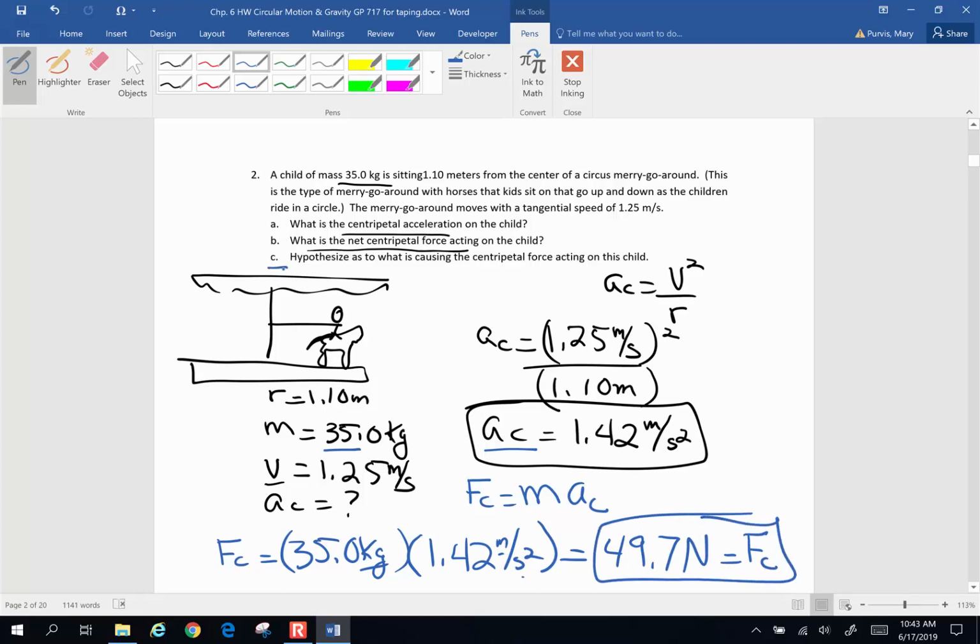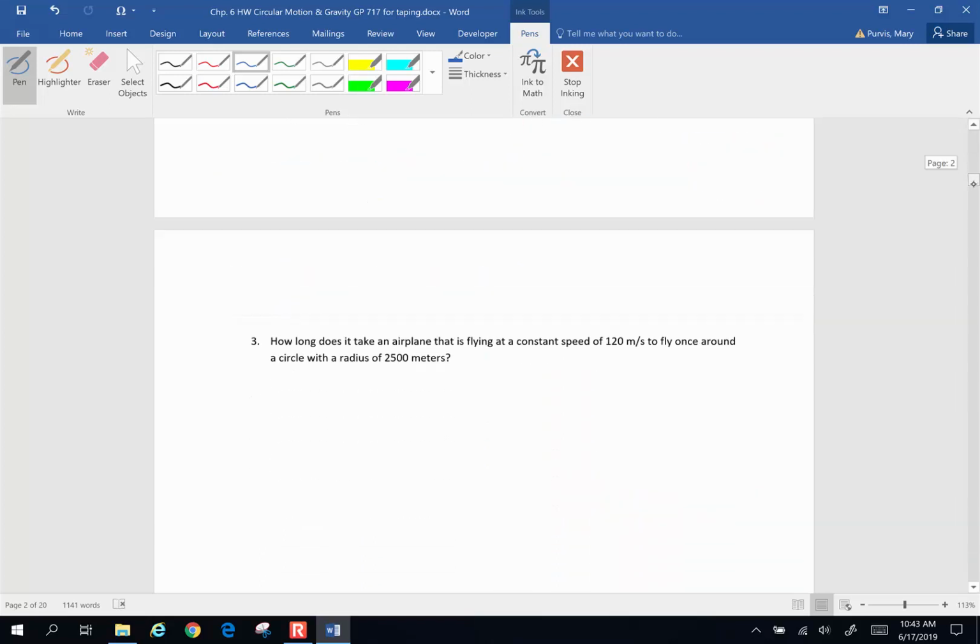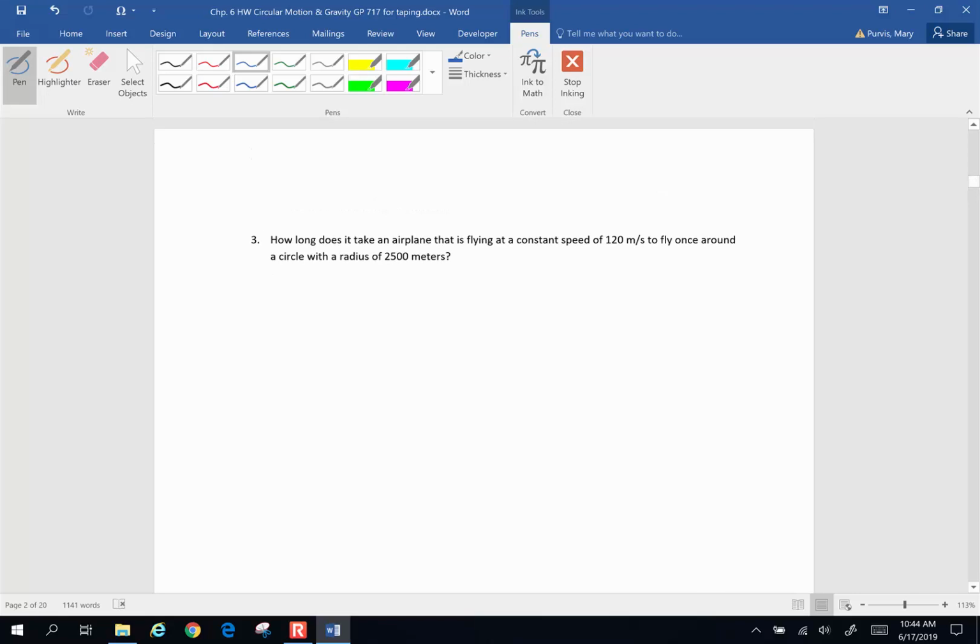Lastly, part C, hypothesize what is causing the centripetal force acting on the child? What is pulling him towards the center of the circle? Probably in this case, it is either going to be a frictional force between his little wee bottom and the horsey, or there is a tension strap holding him on the horsey so he doesn't go flying off into space. All right, I think we have time maybe for one more. Let's do problem three.